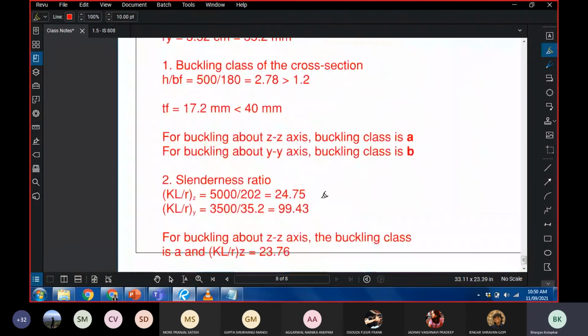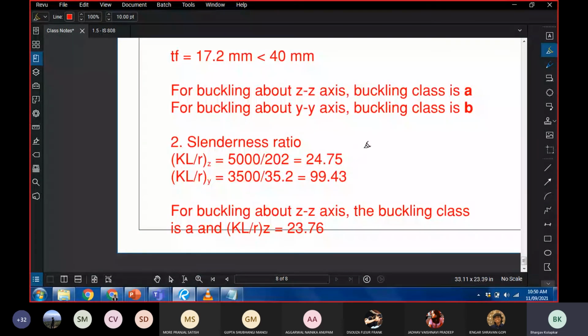So my question here is that we have two slenderness ratios. One is 24.75, another one is 99.43. Which of these ratios would govern the design, meaning which would give us a lesser value of axial load? Second one. Thank you for answering that. The greater the slenderness ratio, the lesser the load it can take. So this slenderness ratio would give a smaller value of axial load.